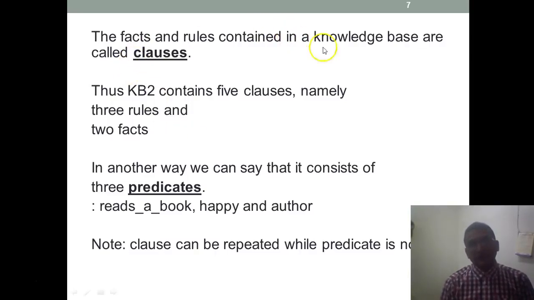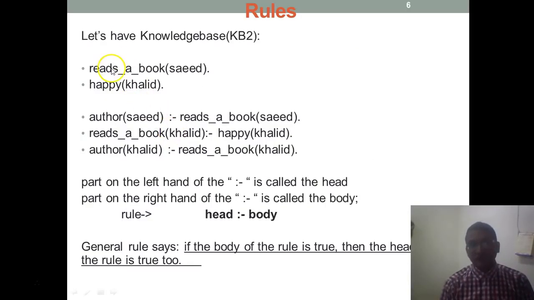The facts and rules contained in the knowledge base are called clauses. So the collection of entire information which we are creating inside a knowledge base is basically clauses. In the knowledge base we have the facts and the rules, and all the facts and rules are collectively called clauses. If we look at this knowledge base, it contains 5 clauses, out of which 2 are facts and 3 are rules.